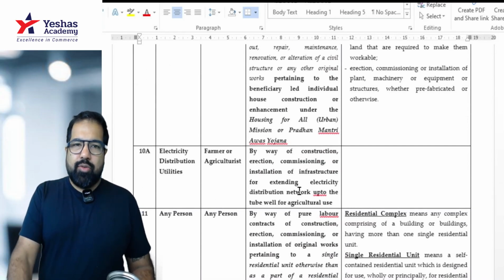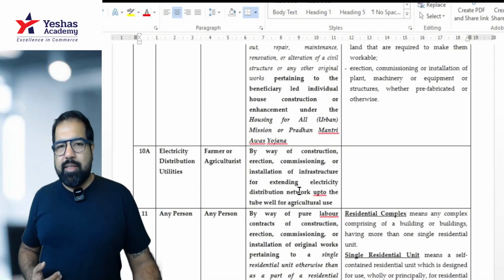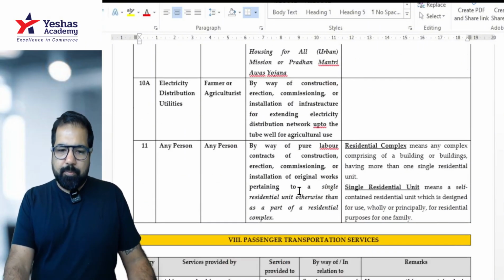Next, electricity distribution. When you have a tube well and you need an electricity tower, and your electricity company makes the tower for you, on that there is no GST.